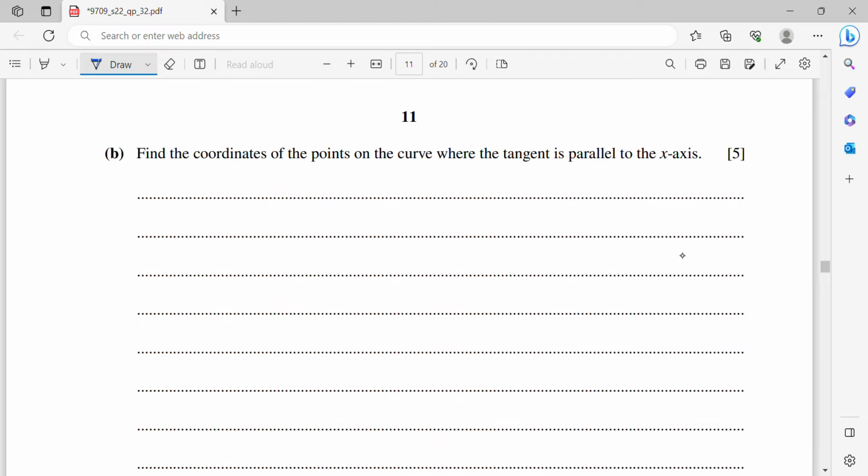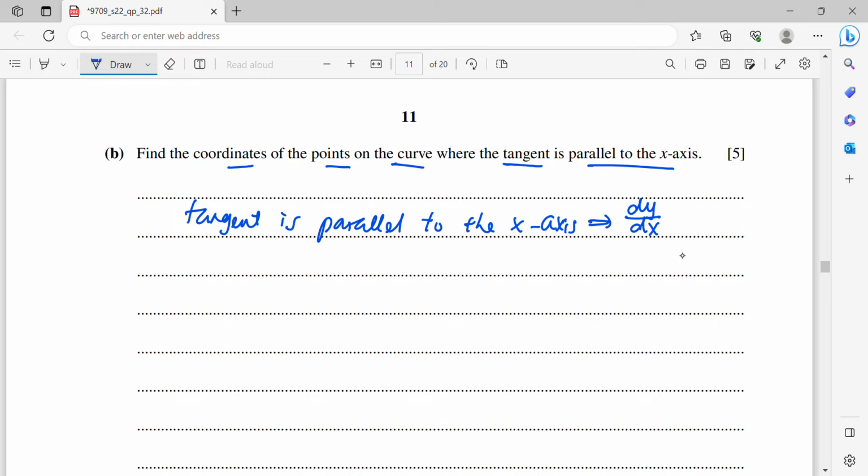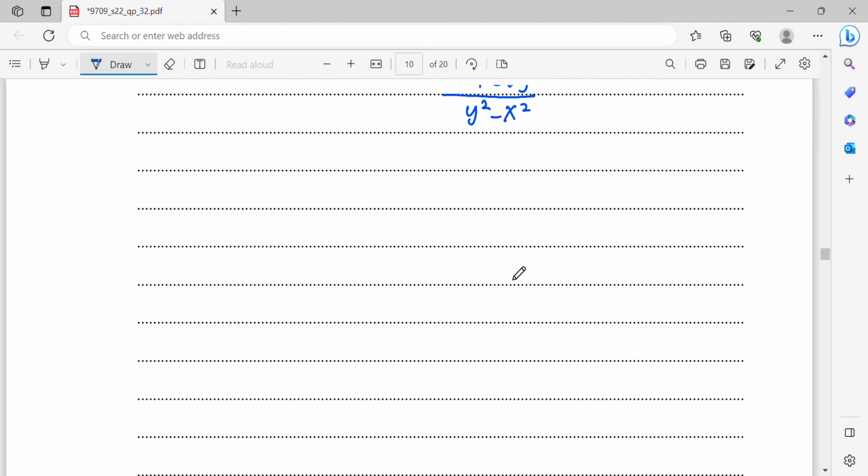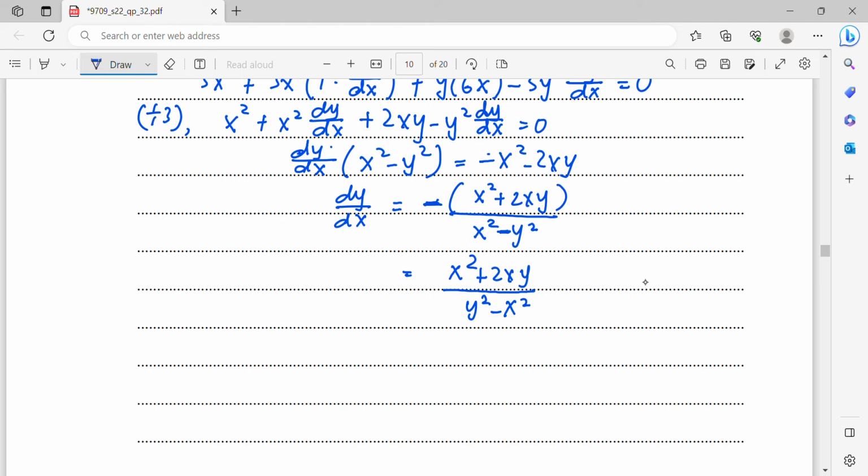Okay, now part B. Find the coordinates of the points on the curve where the tangent is parallel to the x-axis. When the tangent is parallel to the x-axis, it means that dy/dx equals 0. And now you need to find the coordinates of the points, so we need to let this dy/dx be 0.